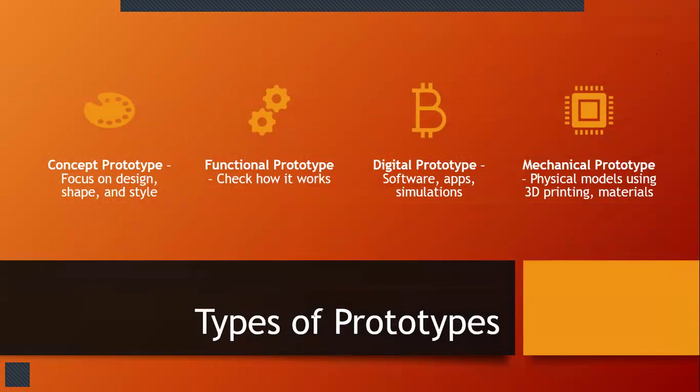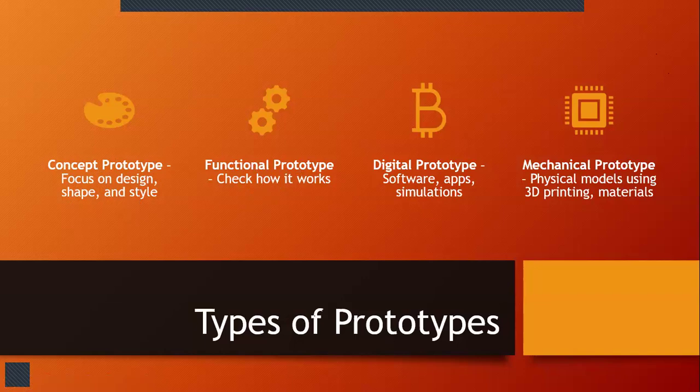But we'll have an understanding about these first three prototyping mechanisms as well: the concept prototype, functional prototype, and digital prototype, right? So what is meant by the concept prototype? Simply, I have mentioned here, it's basically focusing on the design, shape, and the style of the product. Functional means it's checking whether the particular product is working. It's basically focusing on the functional component only.